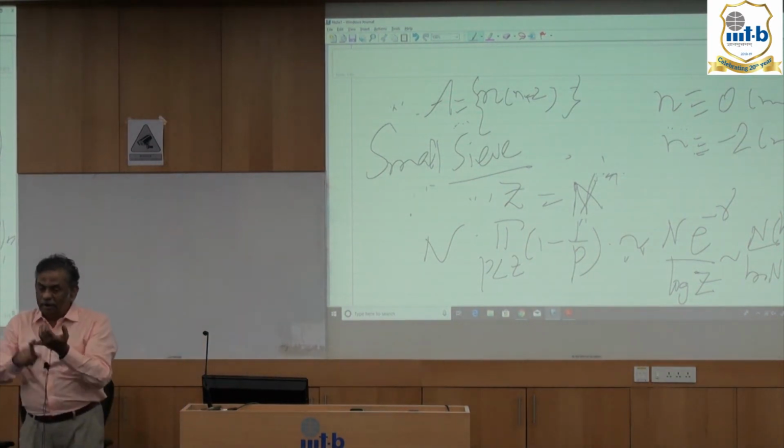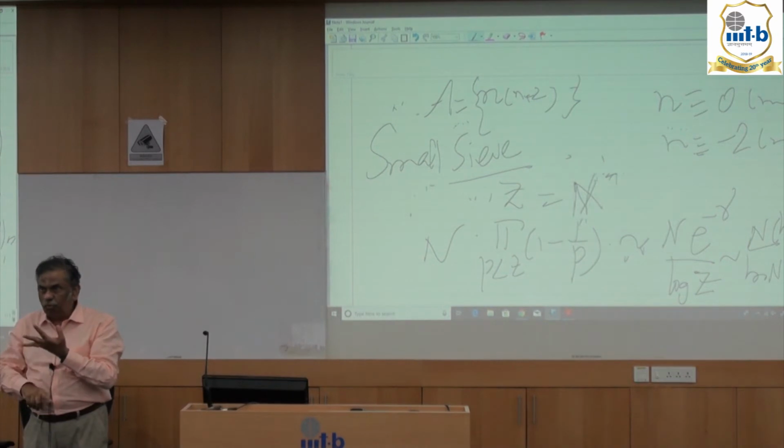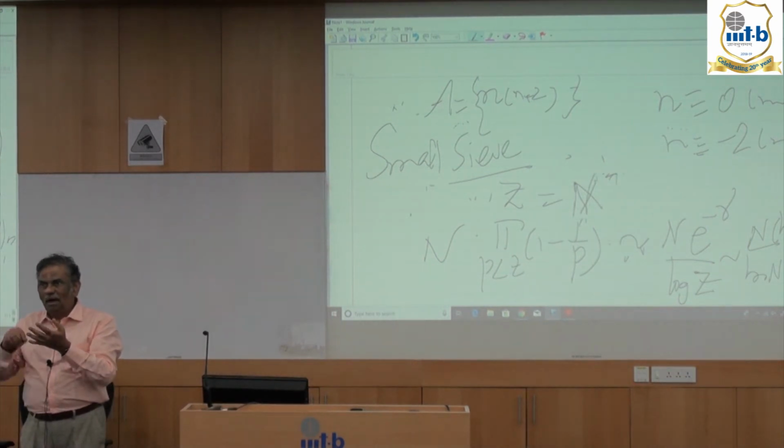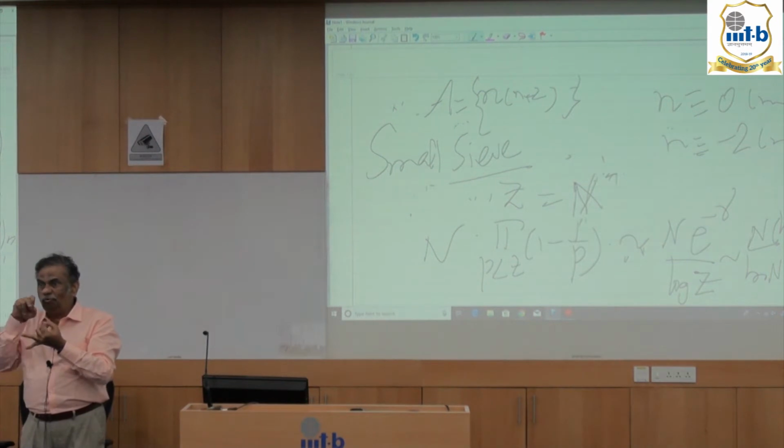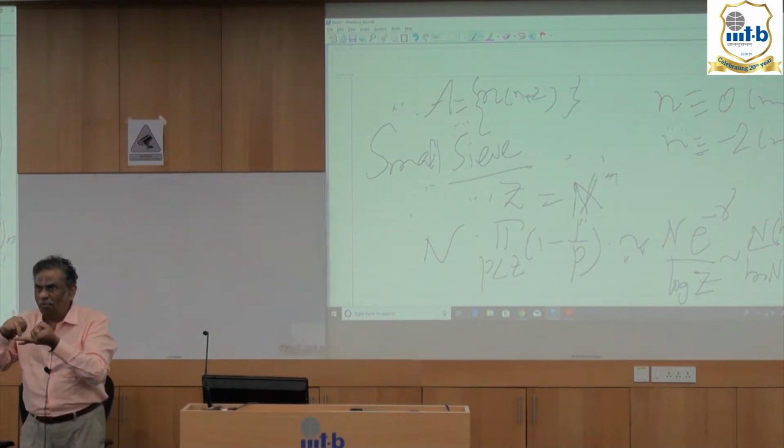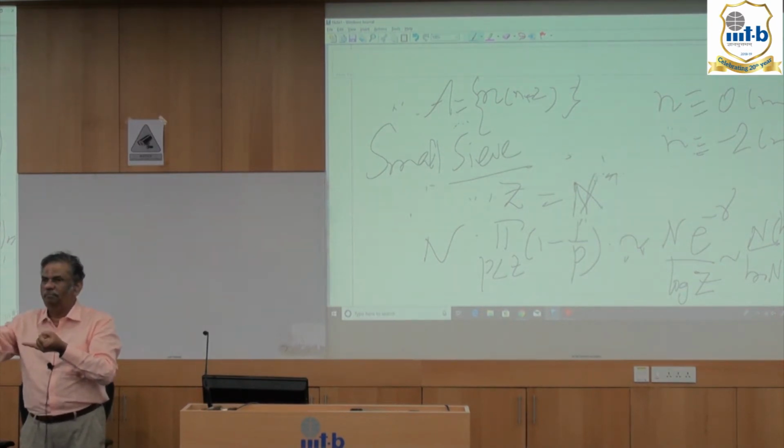No, I want n to be a prime. I want n plus 2 to be a prime. Correct? How do I ensure n is a prime and n plus 2 is a prime? n should not have a small prime factor. n plus 2 also should not have a small prime factor. How do I ensure n plus 2 does not have a small prime factor? If n plus 2 has a small prime factor, that n I throw away.